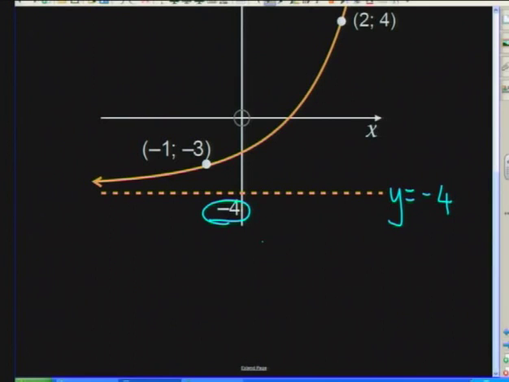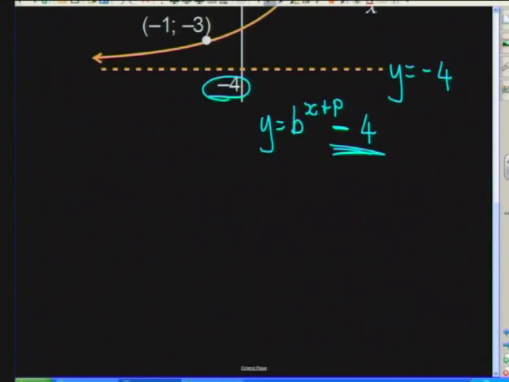So our equation now goes like this. y is equal to b to the power x plus p, minus 4, because we now know what the value of q is, so we can simply fill it in. Okay, so in your equation there are now fewer unknowns. Now we only need to find the value of p and b. All right, so we know that q is -4.